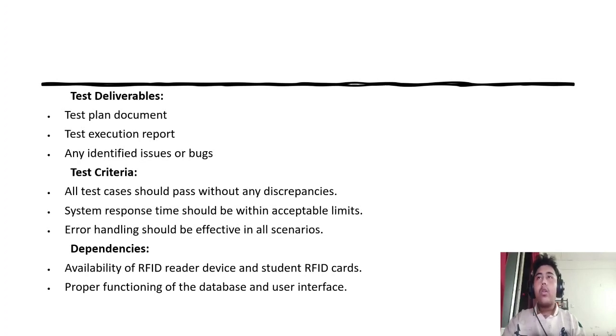So for test criteria, we're going to test all tests without discrepancy, and the system response time should be within acceptable limits. Error handling should be effective in all scenarios. If there is a bug or error, we're going to handle it effectively in all scenarios. So for example, maybe someone switches up a student card or something like that.